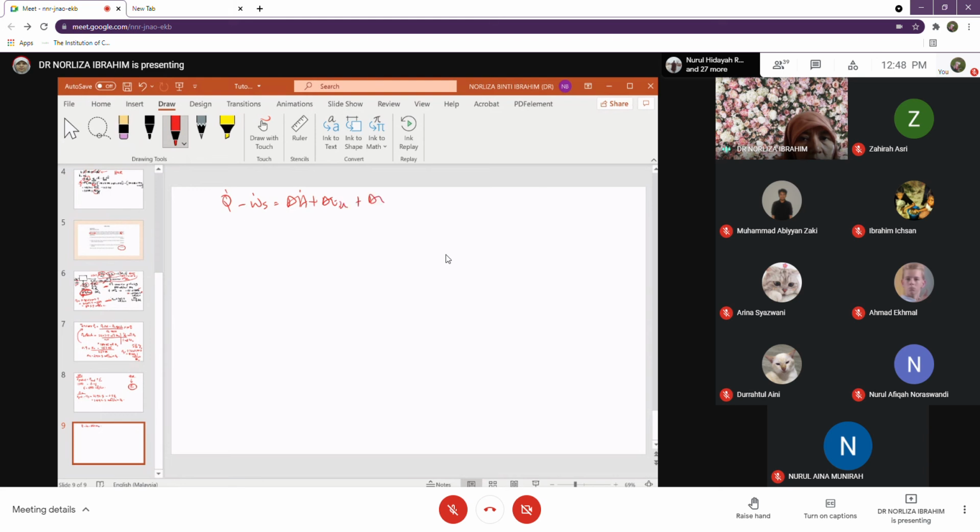EK plus EP, so cancel this. You got this, and then you expand this. Extent of reaction multiplied with heat of reaction, plus outlet minus inlet. Okay, extent of reaction has already been calculated. Heat of reaction has not yet been calculated.